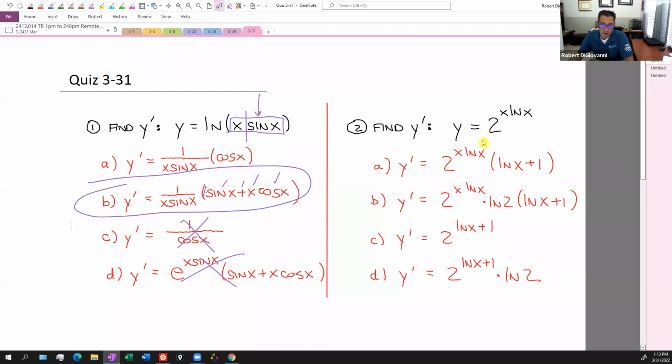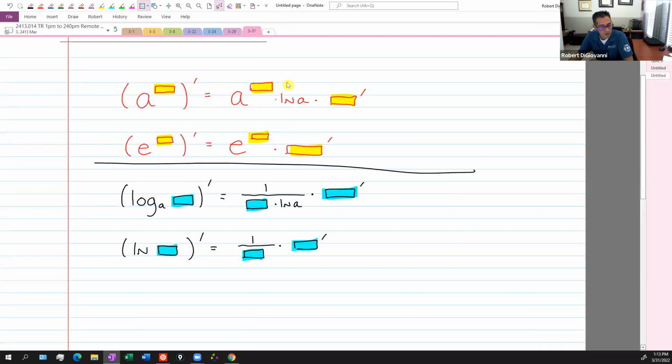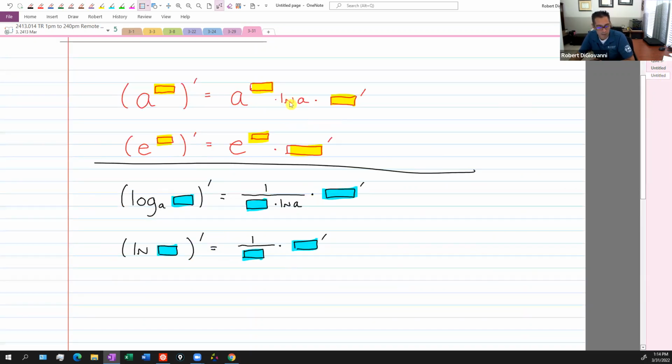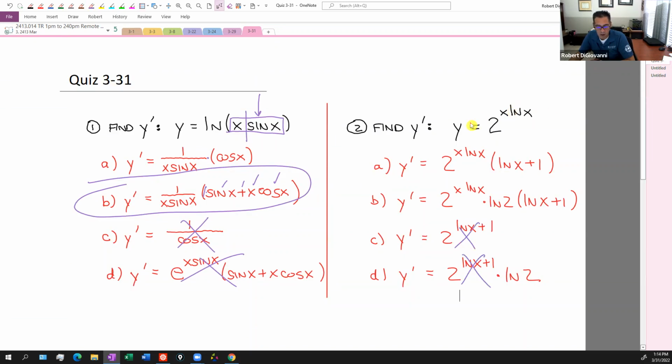Now on number 2, we have this one right here, this top one. We have a raised to a box. So the derivative of this should be itself, which means it's got to be the first one or the second one. Can't be this or this. And then we have to put the natural log of 2, right? That natural log of a has to be there. So I need natural log of 2 here. So already you can tell it's got to be this one. And then you have to put the derivative of what's up here, right?